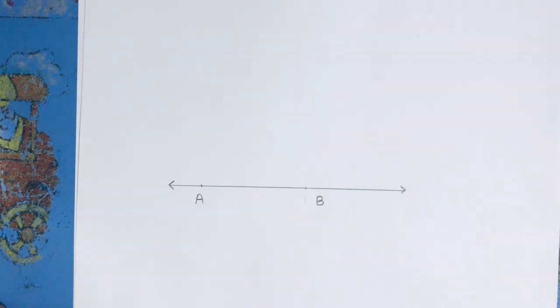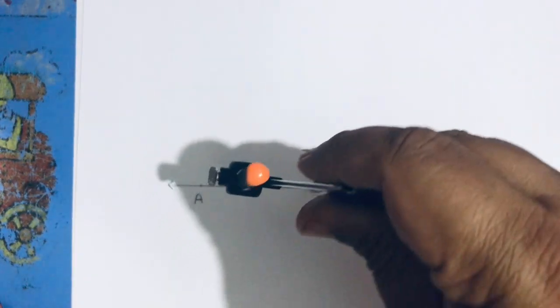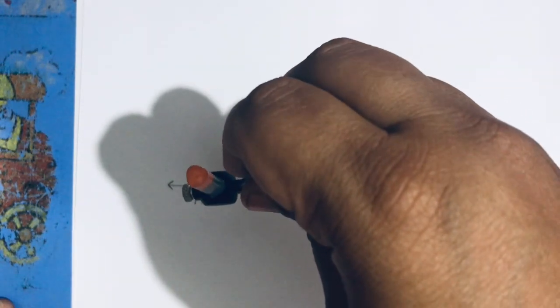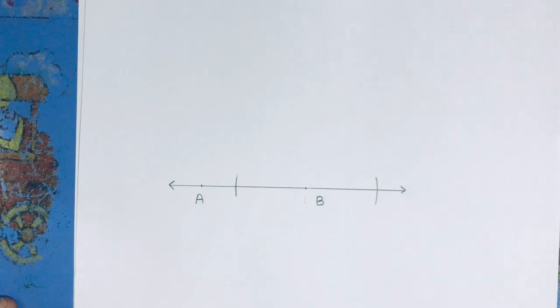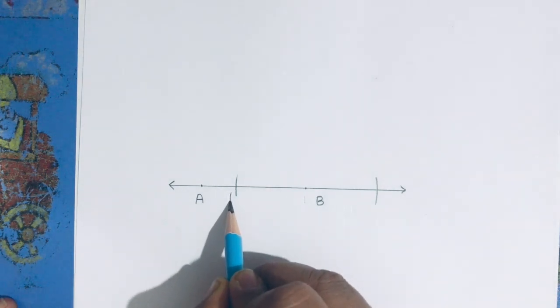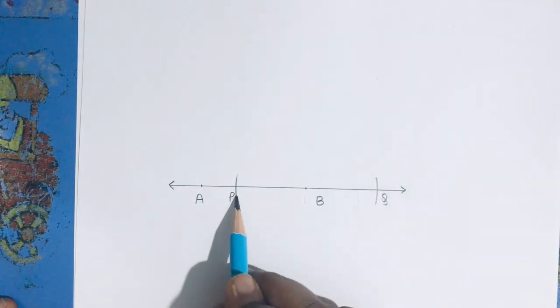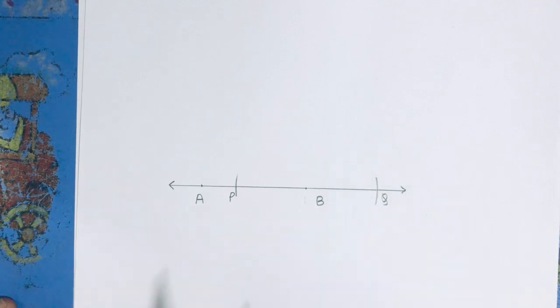Now place the compass point on point B to cut two arcs on either side of point B at equal distance. You can give these intersecting points the names P and Q. Now the distances PB and BQ are equal.